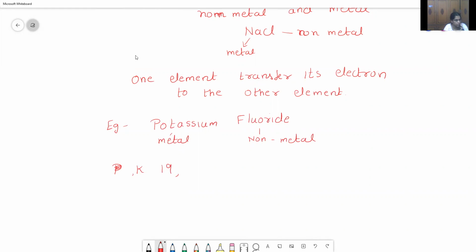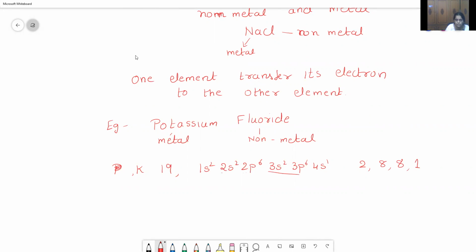So what is the electronic configuration? It is going to be 1s2, 2s2, 2p6, 3s2, 3p6, 4s1. So what is happening? First shell is having 2 electrons, second shell is having 8 electrons, third shell is again having 8 electrons, and the fourth shell is having 1 electron.